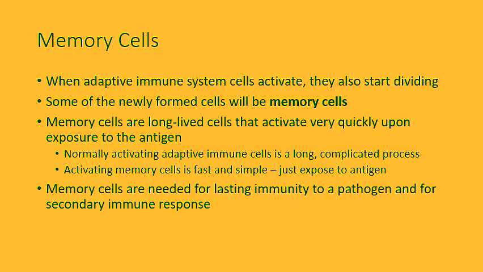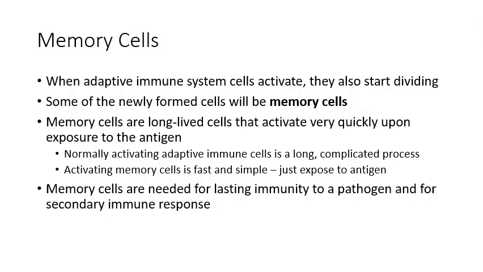So when a memory cell is turning on, you don't have to go through a long, complicated process. You don't have to have a helper T cell activate first. It doesn't have to be shown the antigen in any special way. When a memory cell sees an antigen in any context, an antigen that it recognizes, it will turn on and activate. This means that the second time you're exposed to a pathogen, you have a much faster adaptive immune response, which makes you effectively immune to that pathogen.